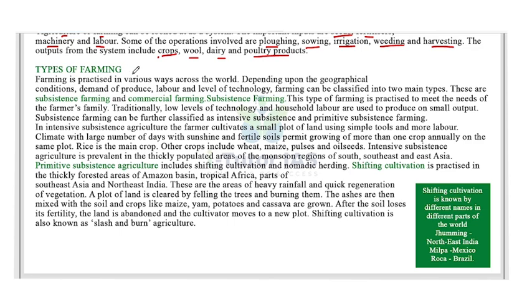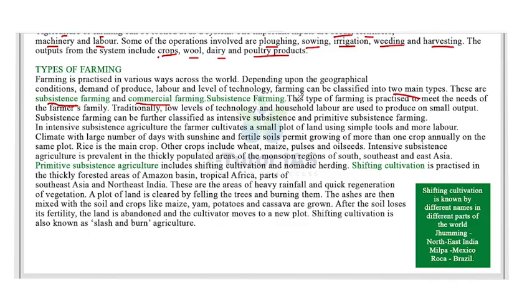Now, types of farming. Farming is practiced in various ways across the world. Depending upon the geographical conditions, demand of produce, labor and level of technology, farming can be classified into two main types. These are subsistence farming and commercial farming.